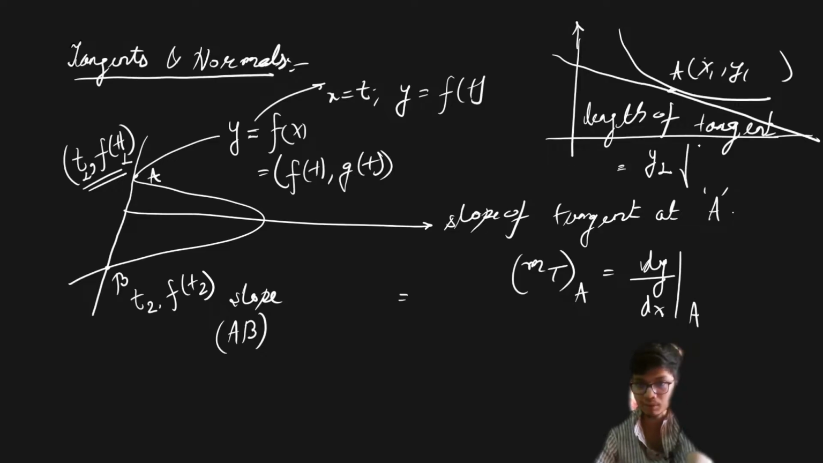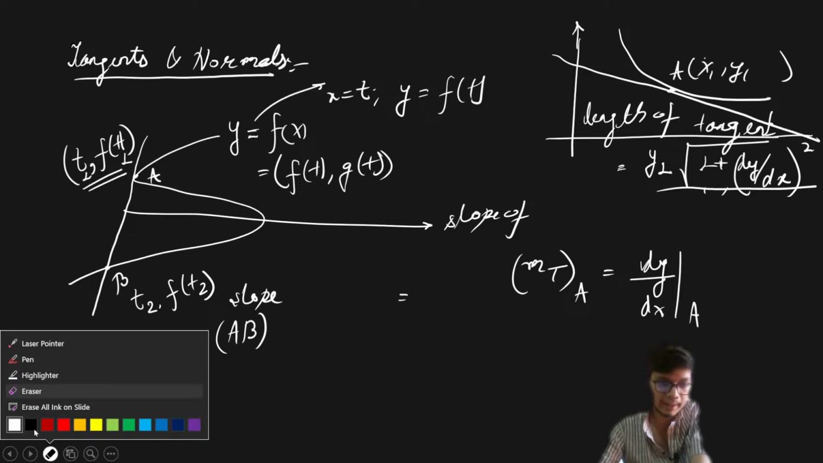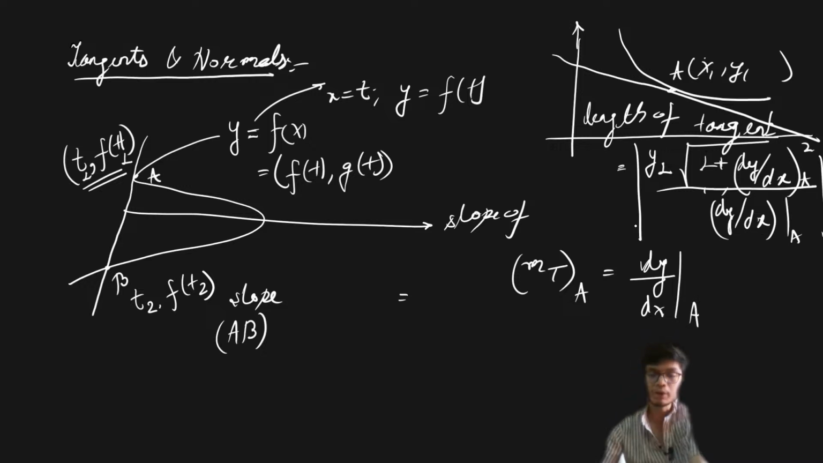That is y1 times the square root of 1 plus dy upon dx whole squared, and the whole thing divided by dy upon dx at that particular point A. Take the mod of it. This is going to give you the result of the length of the tangent. Now, length of the tangent, length of the normal is also very important.